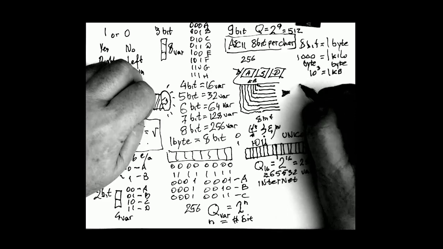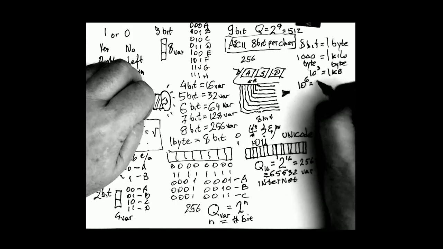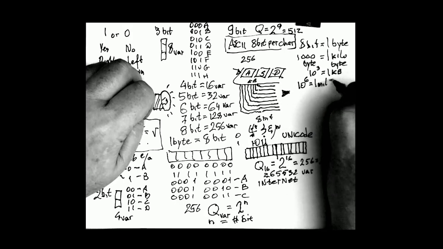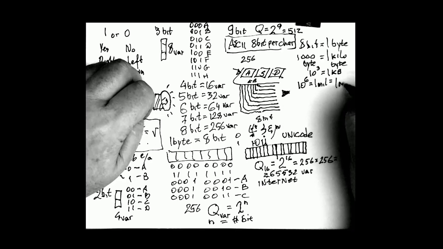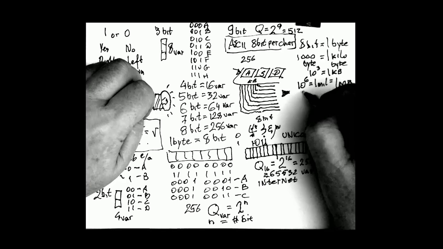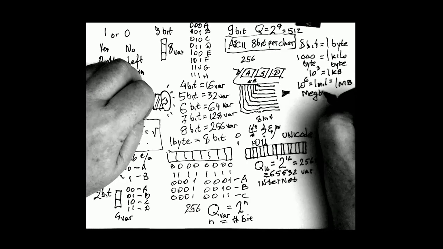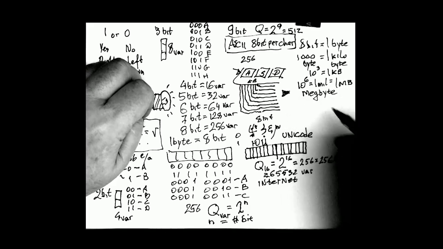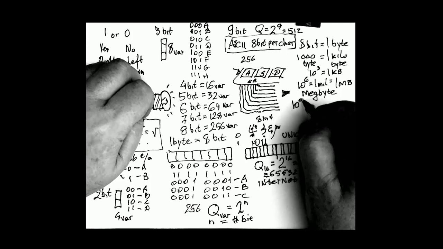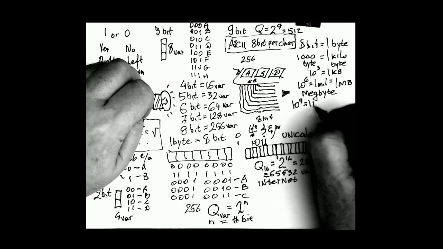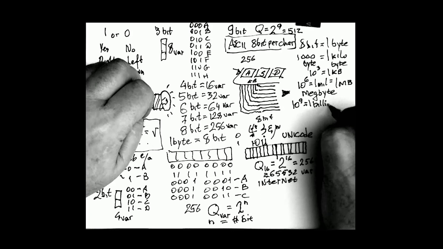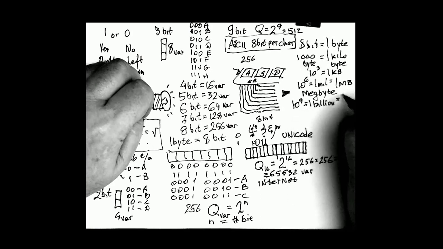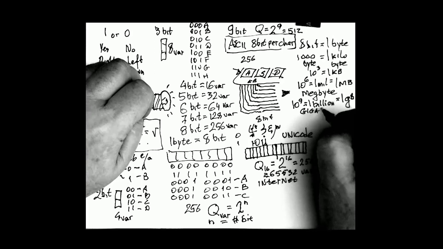Then, folks, 1 million, 10 to the power of 6, is equal to 1 MB, 1 megabyte. A gigabyte is 10 to the power of 9. That is 1 billion bytes, that is 1 gigabyte.